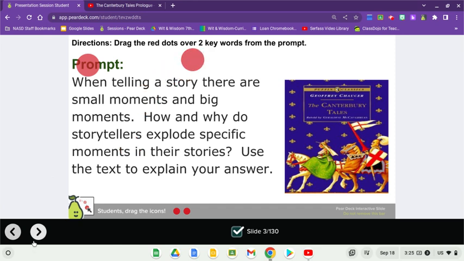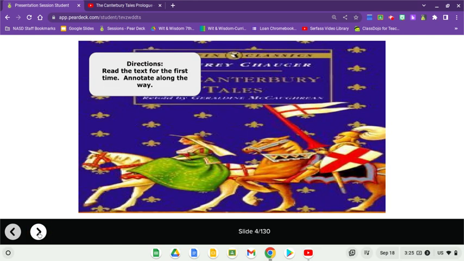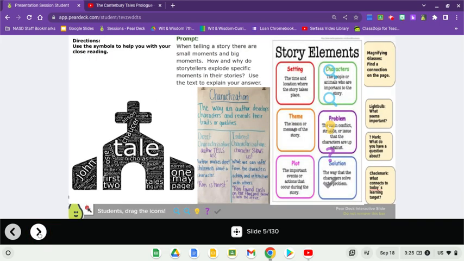All right. So as we start cooking the Canterbury Tales, we're going to think about characterization. Drag this blue connection magnifying glass to the word characterization. That's the way the author develops and reveals their traits or qualities, right? It matches up here with story elements, characters, the people or animals who are important to the story. Animals will be later on when we read the story Animal Farm. Well, the problem, how and why do storytellers explode specific moments? The problem is going to have something to do with that, as will the solution.